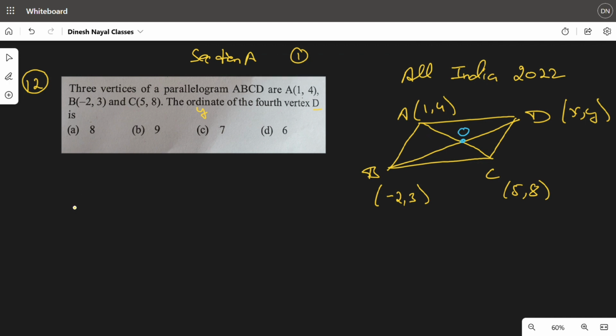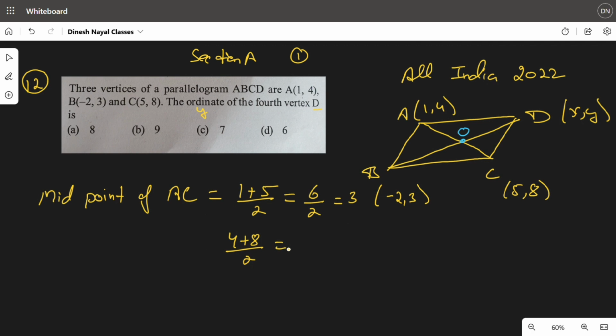So the coordinates of O will be, now see, I'm writing the midpoint of AC. That will be (x1 plus x2) by 2, that is (1 plus 5) by 2. This is 6 by 2, this is 3. This is the x coordinate. And the y coordinate will be (4 plus 8) by 2. 4 plus 8 is 12, 12 by 2 equals 6. So 3, 6 is the coordinate of the midpoint O.